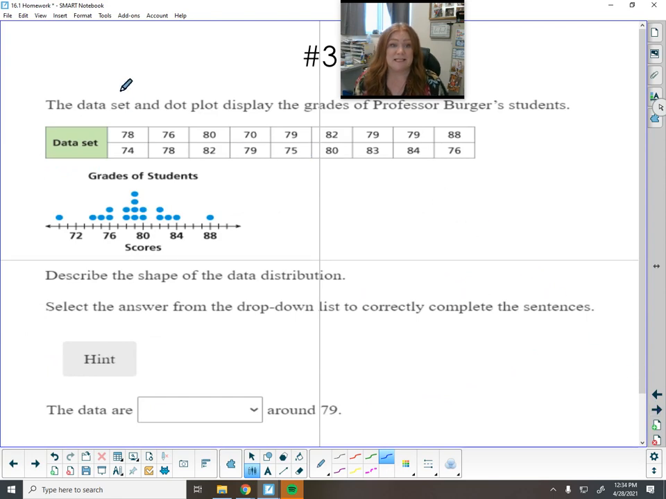Number three gives us this data set and the dot plot of grades of Professor Berger's students. Here are all of their percentages on a test. First we want to describe the shape of the data. I can see my peak here. If I cut that down the middle, there are 2 right next to it. Then they both have a gap. Then they both have 2, 1, 1, and a gap.